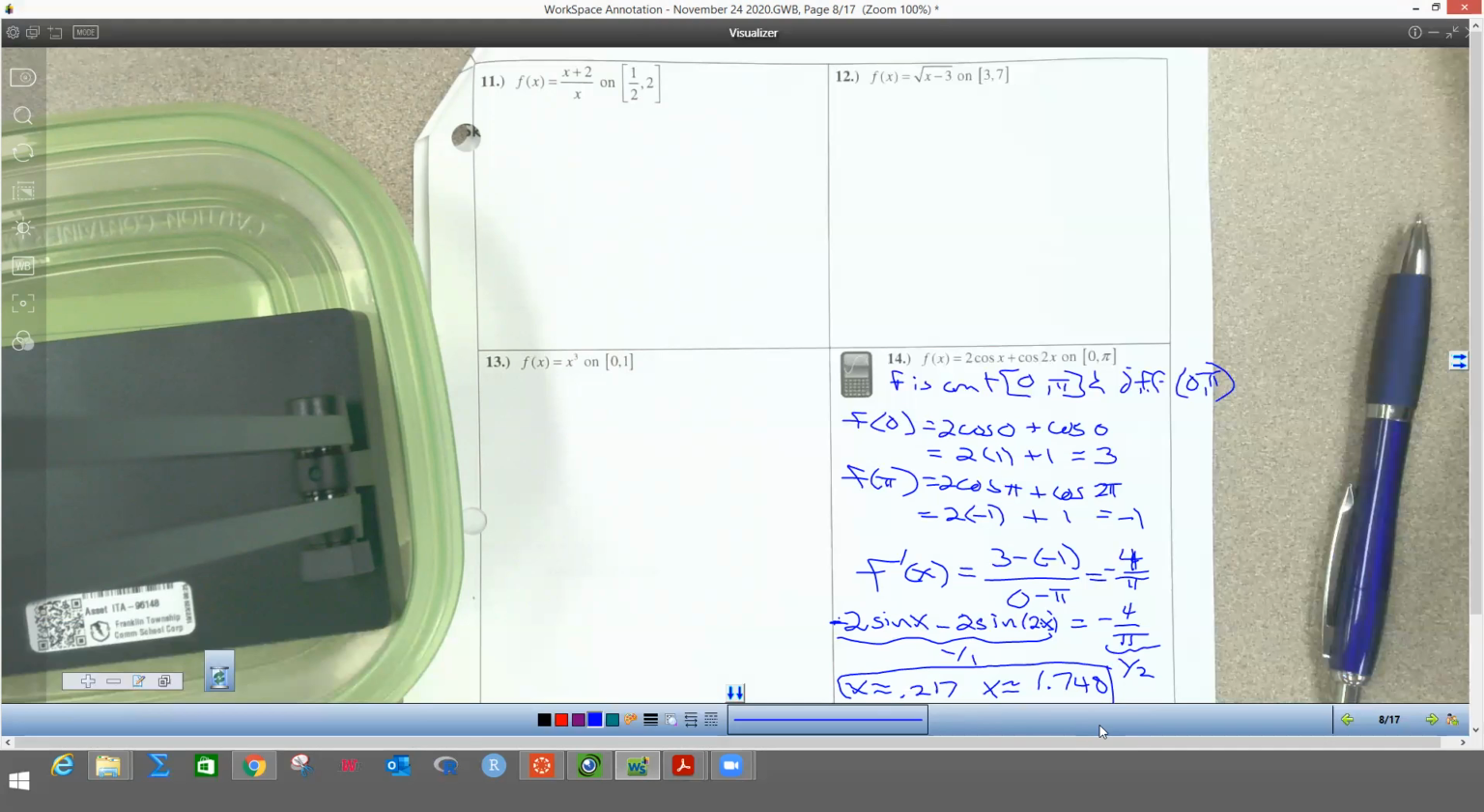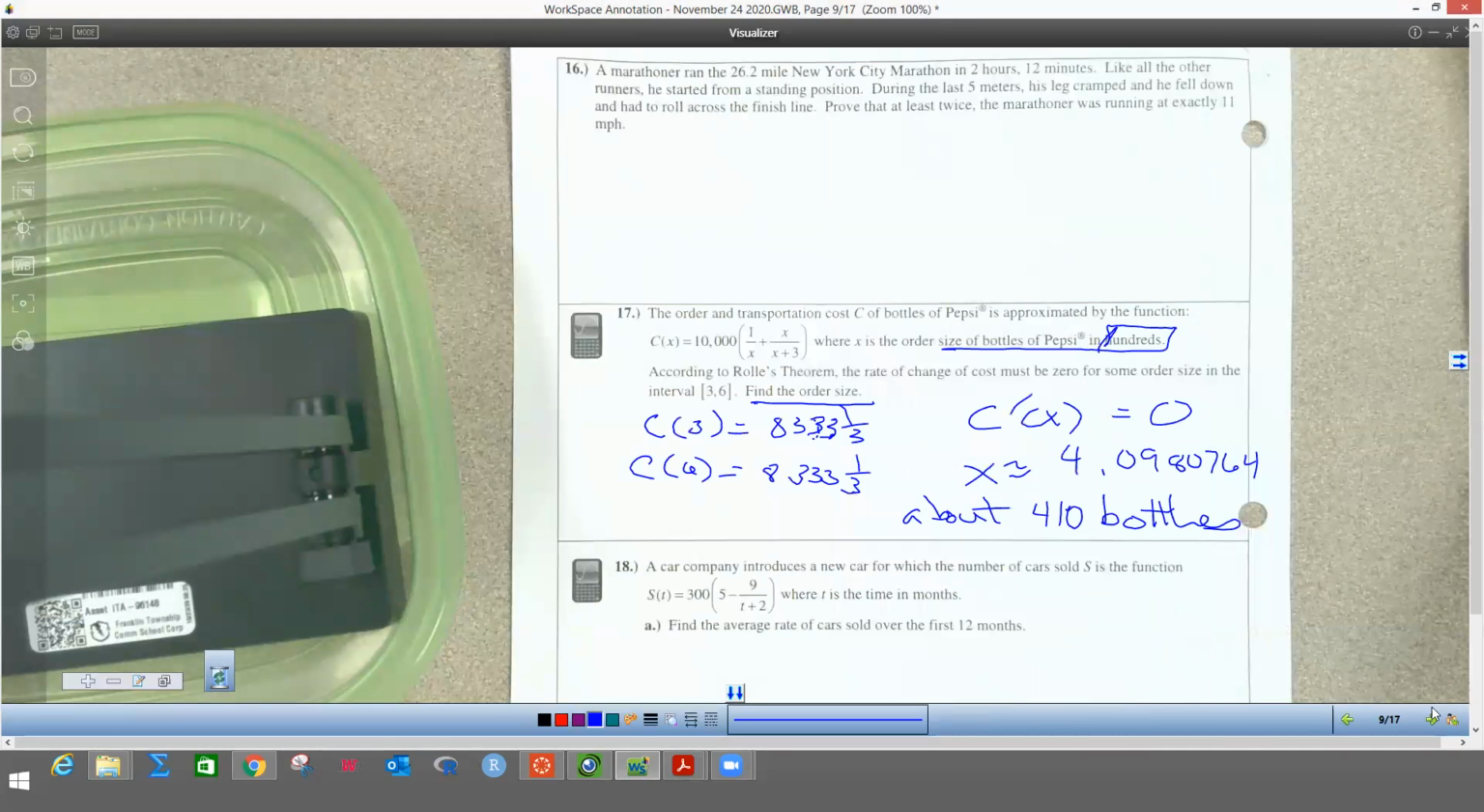Okay, and then I was asked to do one more problem, and that problem was number 17. So let's go over here and do 17, which I did earlier. So I'm just going to explain to you what I did here. Now maybe I should go ahead and do this.